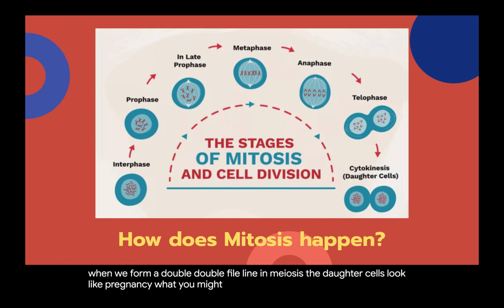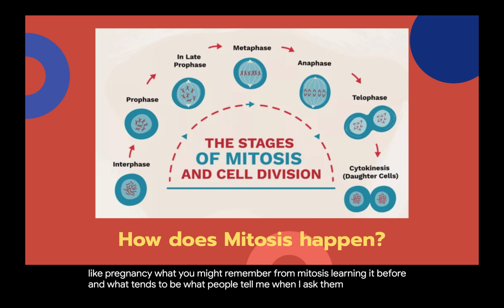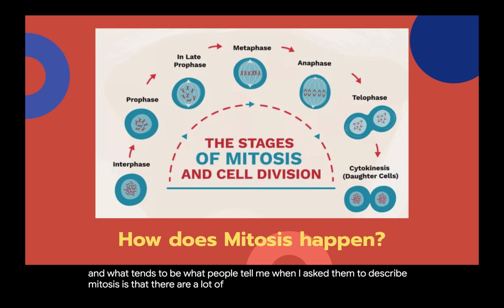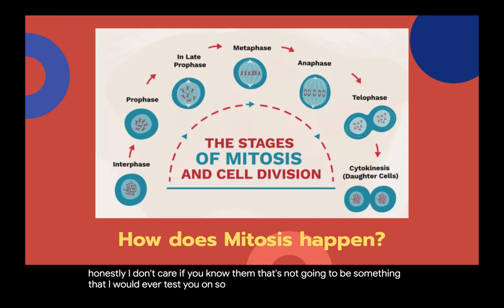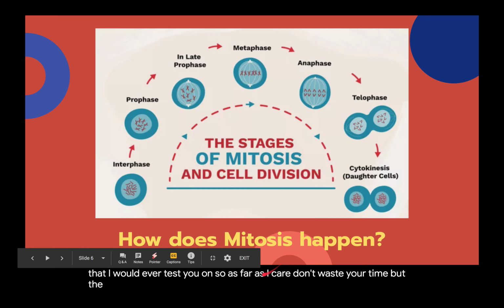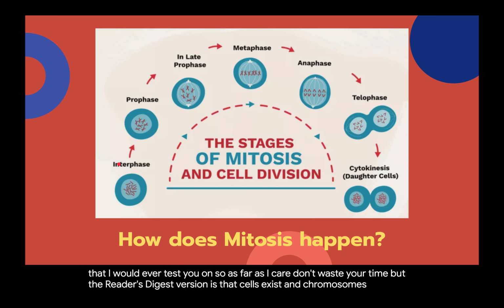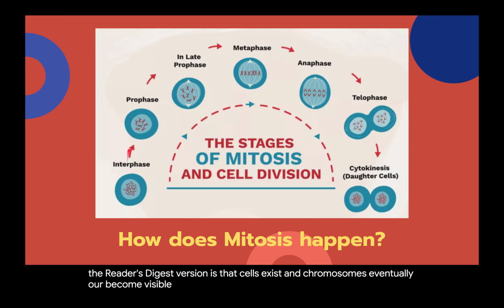What you might remember from learning mitosis before, and what tends to be what people tell me when I ask them to describe mitosis, is that there are a lot of different phases. They all have names. Honestly, I don't care if you know them. That's not going to be something that I would ever test you on. So as far as I care, don't waste your time. But the Reader's Digest version is that cells exist and chromosomes eventually become visible.